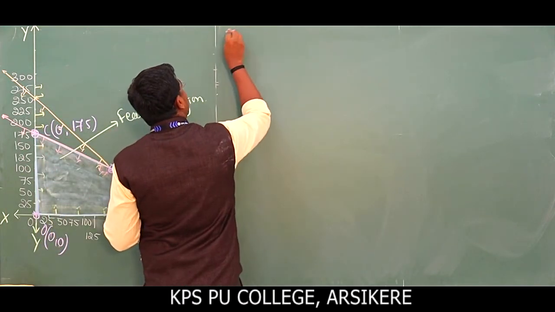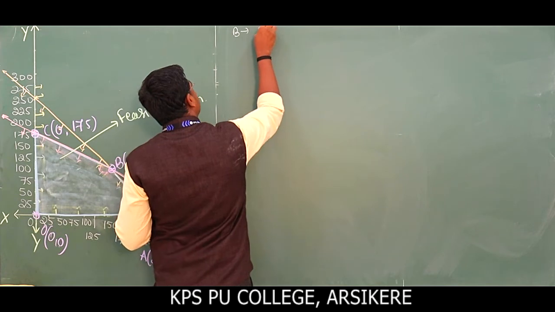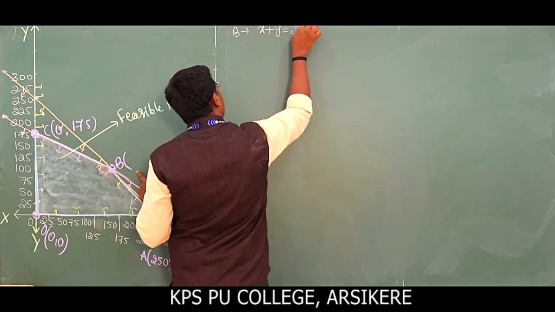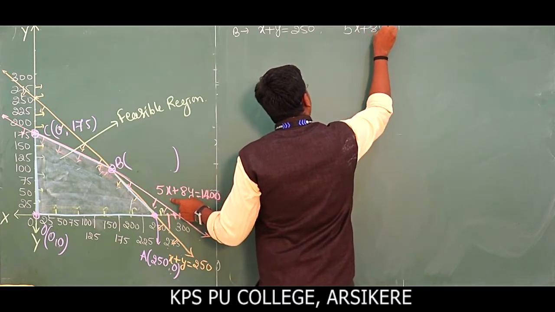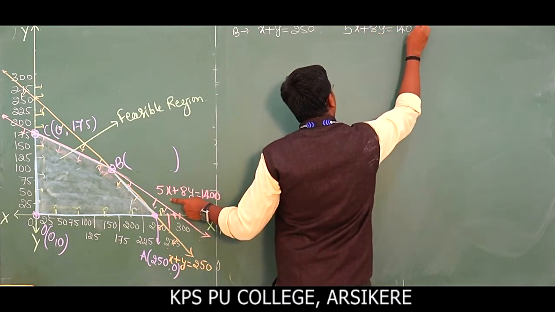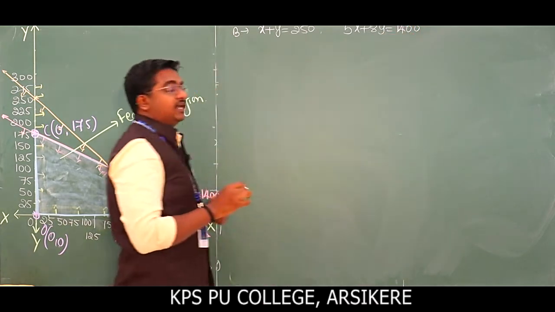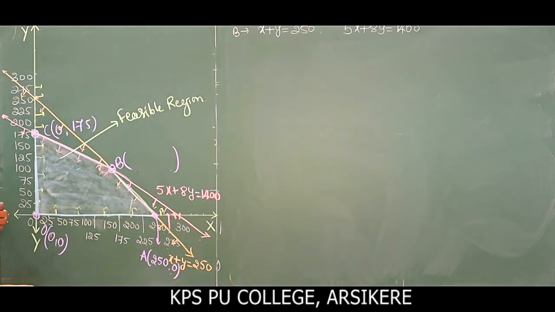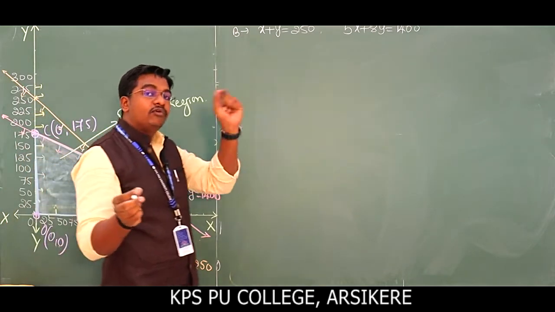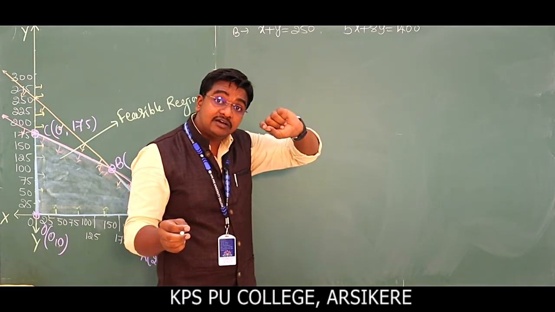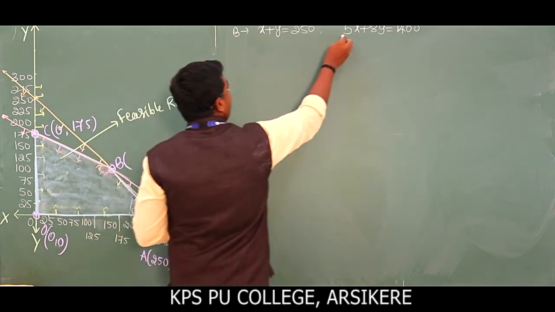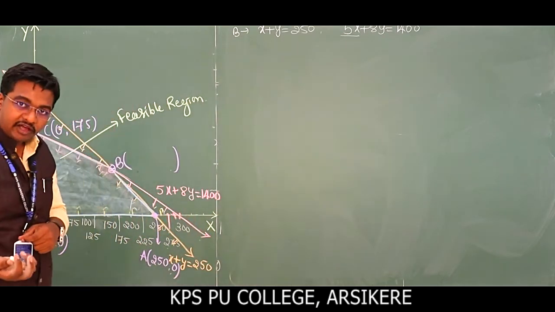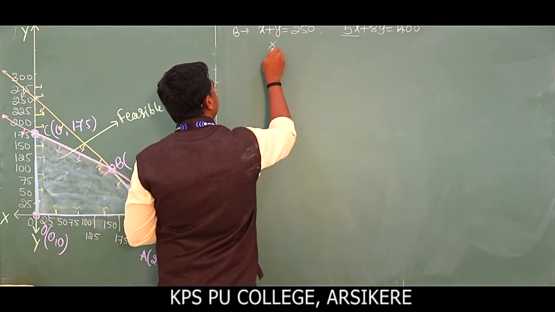To find the point B, we need to solve the equations x plus y is equal to 250 and 5x plus 8y is equal to 1400. Solve these equations using the elimination method. When you cancel the x or y terms, first equate the coefficient of x if you cancel x, and the coefficient of y if you cancel y. The coefficient of x in 5x is 5, so multiply the first equation by 5.